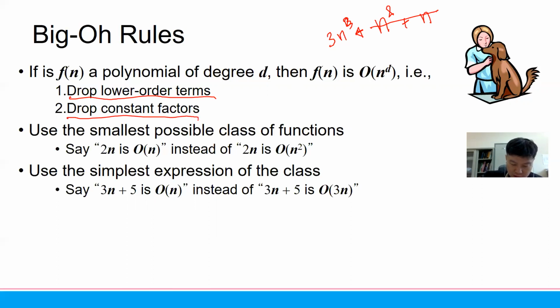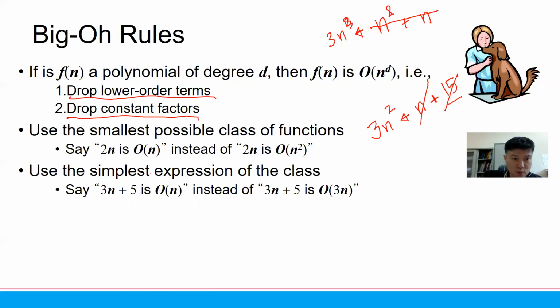Let's say we have 3n^2 plus n, and then plus 15. The 15 is the constant. We don't need this constant, we can just remove it, and based on the first rule we can delete the lower order terms. Then what you get is only the higher order.